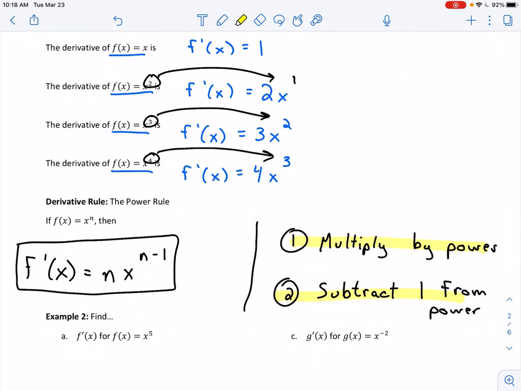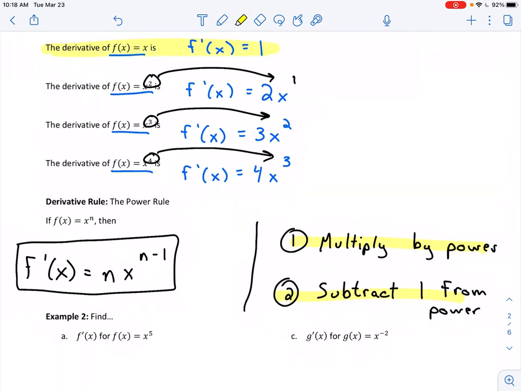It works for all of these. So it's a really, really handy tool. It makes finding the derivative a much, much quicker process. One thing I want to address before we jump into some examples is this first derivative that we found up here. It might look a little bit different.